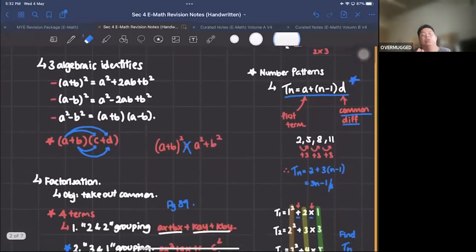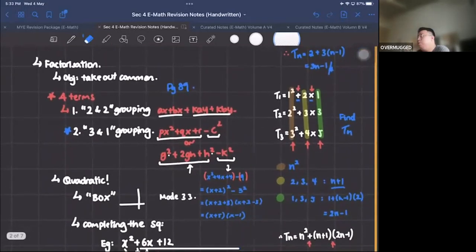Algebraic identities. These 3 algebraic identities are very important. Please do not confuse yourself in exams. (a plus b) squared is equal to a squared plus 2ab plus b squared. (a minus b) squared is equal to a squared minus 2ab plus b squared. a squared minus b squared is equal to (a plus b)(a minus b). These are important. Please don't forget.